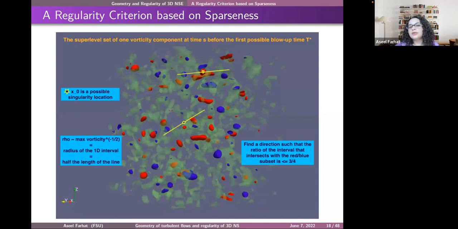Now, this is just a geometric explanation of how you apply this. At the snapshot where you want to apply the condition, the length of the yellow line is the radius of analyticity, or twice the radius of analyticity. Then, around each point, you find a direction where the intersection between this line and blue or red is the minimum. If that happens along one direction, it is good per point. So this is exactly what the theorem is.